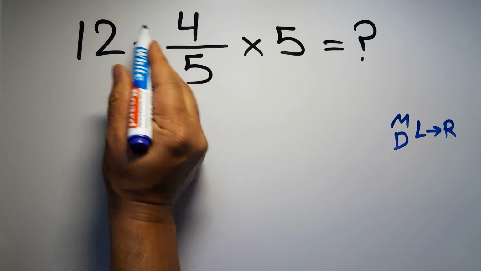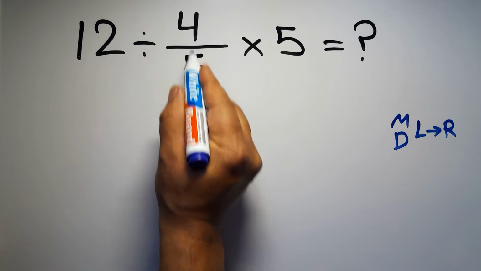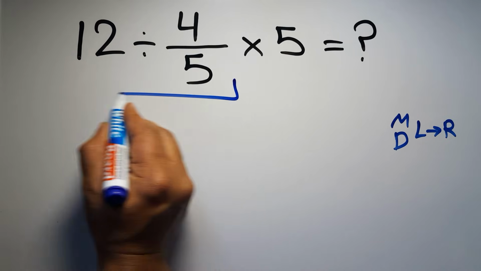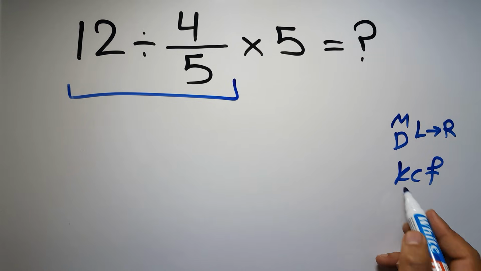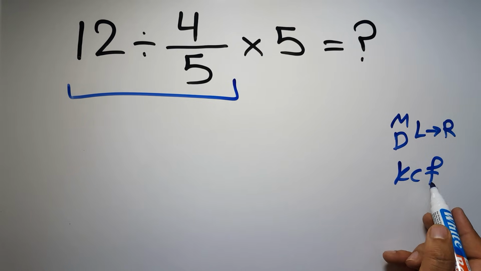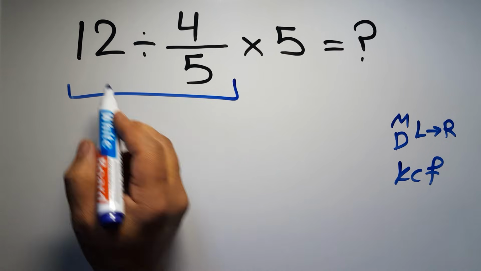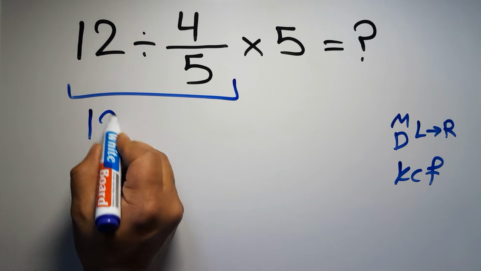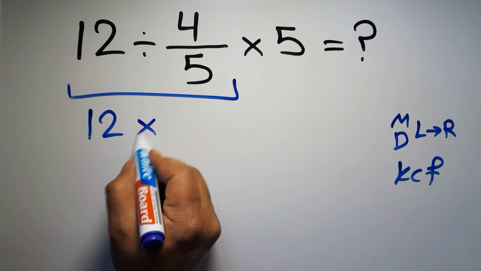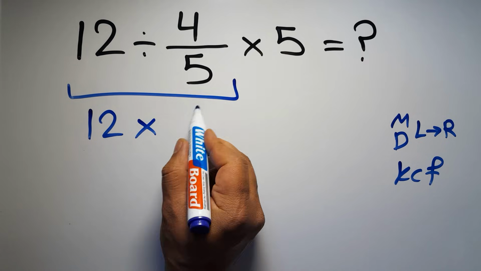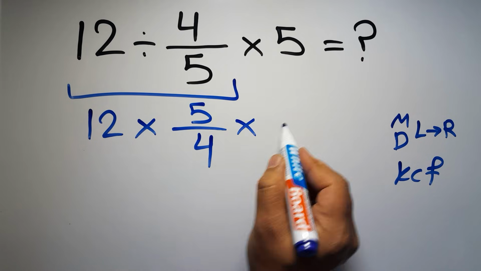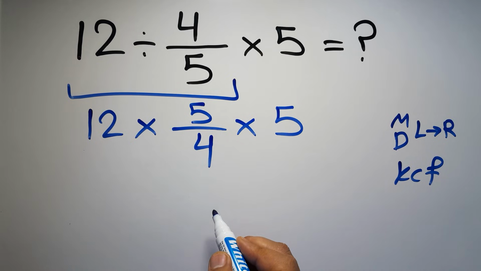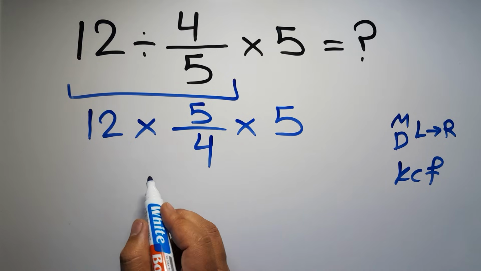So first we have to do this division. 12 divided by 4 over 5. According to the KCF rule, K stands for keep, C stands for change, and F stands for flip. We can write keep the first fraction, change division to multiplication, and flip the second fraction. Then times 5. Okay?